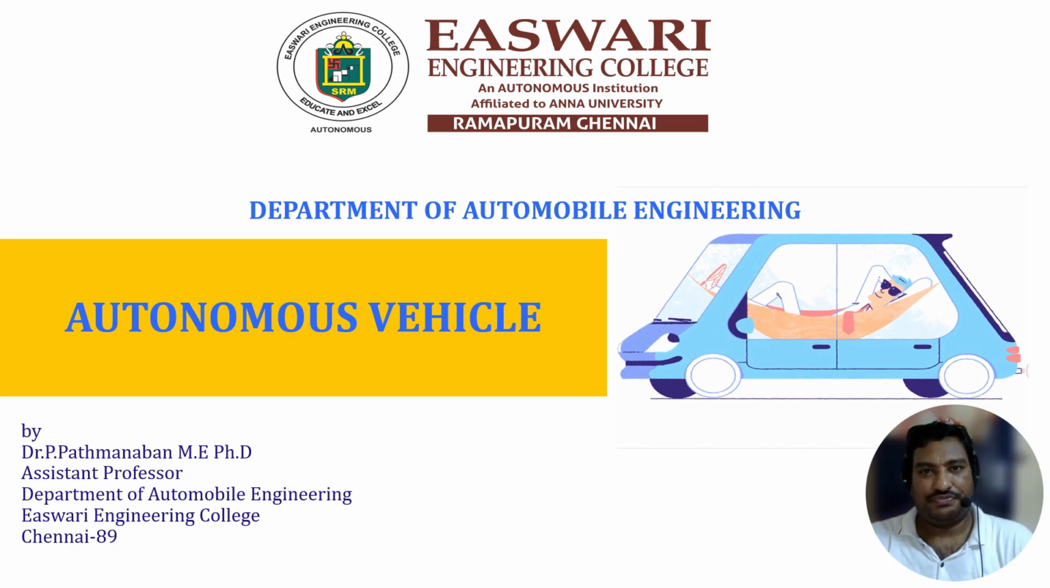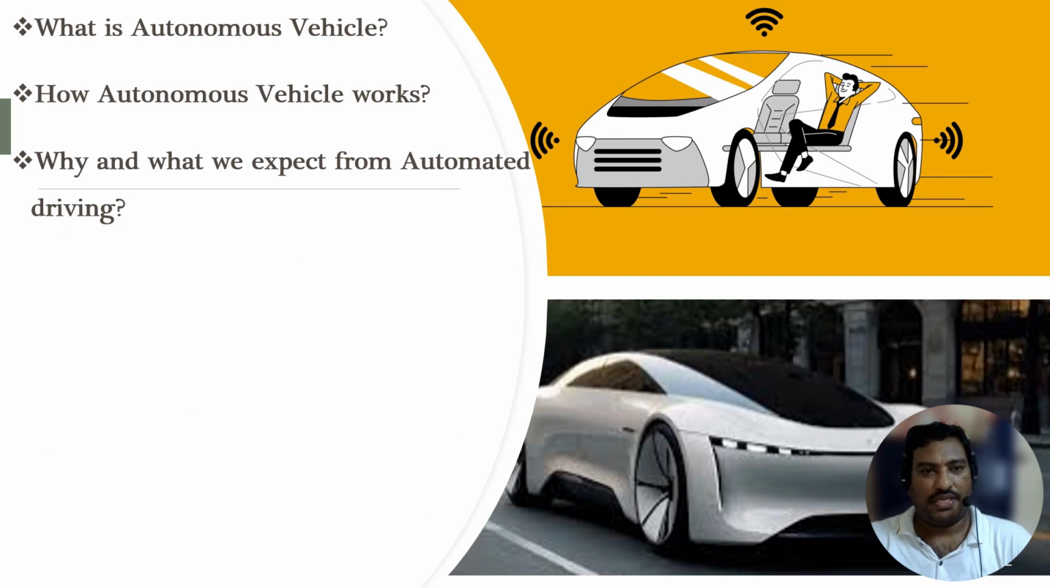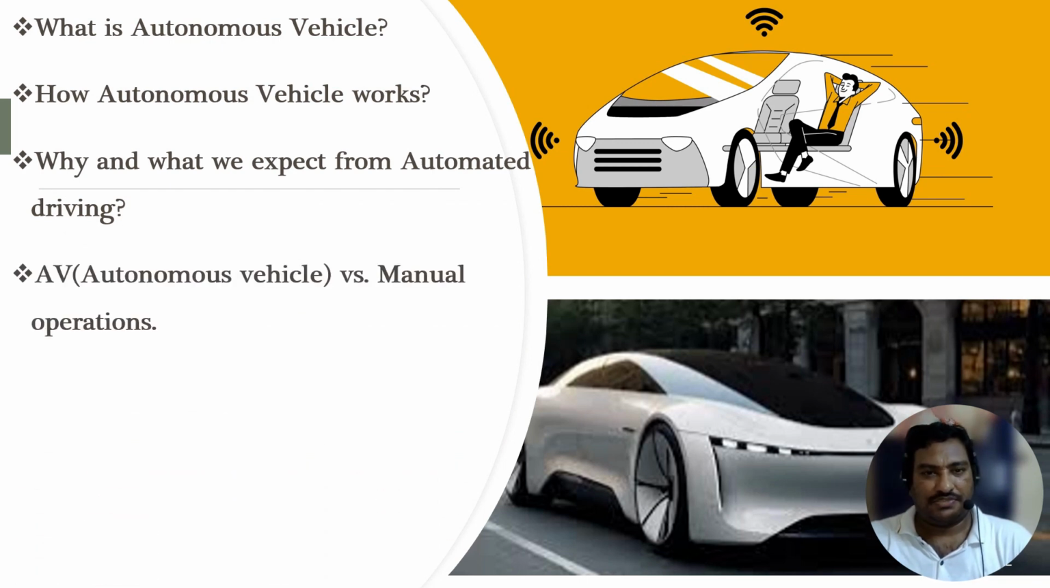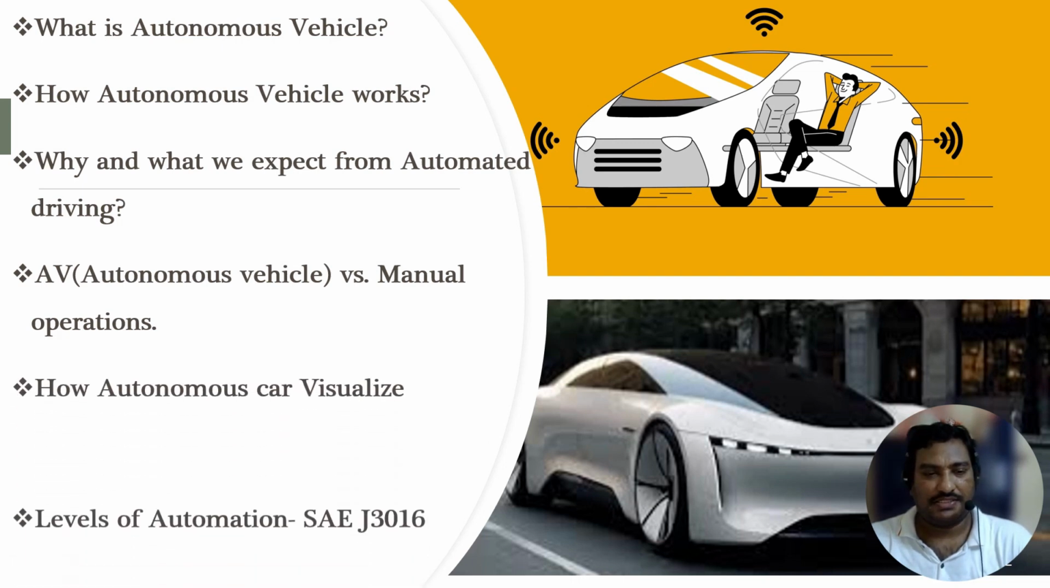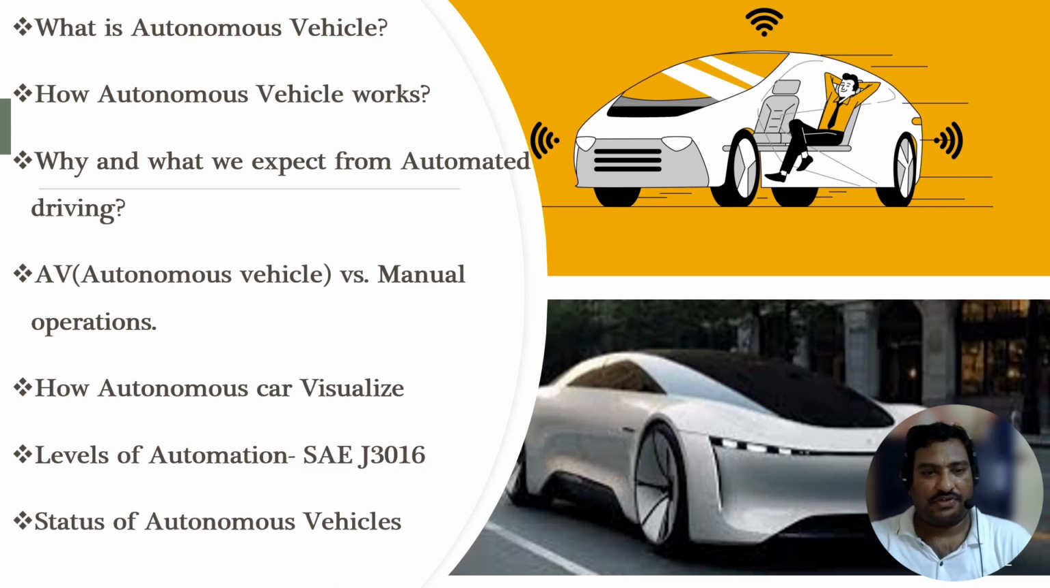In this video, we are going to learn about what is an autonomous vehicle and how it works. The outline of the video: what is an autonomous vehicle, how an autonomous vehicle works, why and what we expect from automated vehicles, autonomous vehicle versus manual operation, how an autonomous car visualizes, levels of automation, and the status of autonomous vehicles. These are the things we are going to cover in this video. Let's go and see one by one.